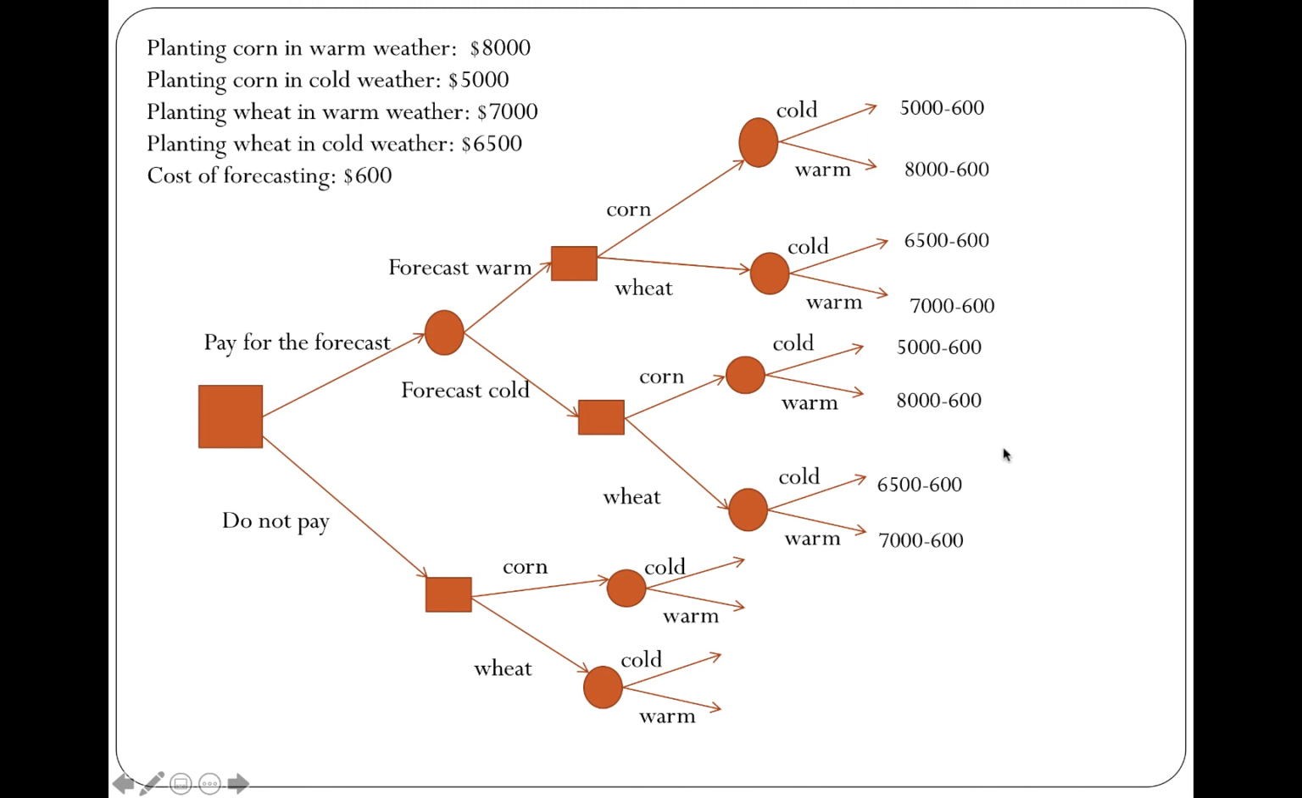I recommend that you pause the video at this point and do the calculations yourself and make sure you get similar numbers. How about this other terminal branch? For this one, we have not paid anything for the forecast. We have decided to go ahead and plant corn, and the weather actually has turned out to be cold. That yields an earning of $5,000. If the weather actually has turned out to be warm, that yields an earning of $8,000. And if we plant wheat without doing any forecast, and the weather is going to be cold, we earn 6,500, and if the weather is going to be warm, we earn $7,000.